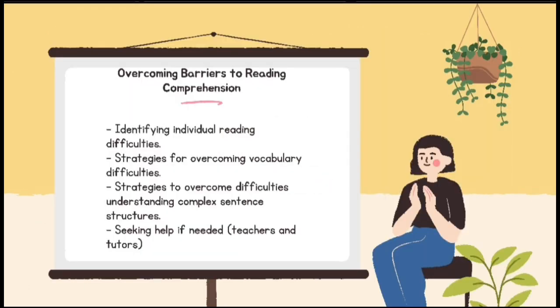Overcoming barriers to reading comprehension. Number 1. Identify individual reading difficulties. Number 2. Strategies for overcoming vocabulary difficulties. Number 3. Strategies to overcome difficulties understanding complex sentence structure. Number 4. Seek help if needed from a teacher or tutor.